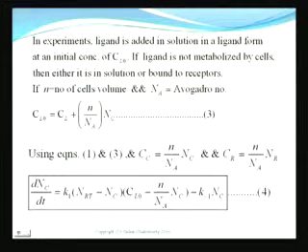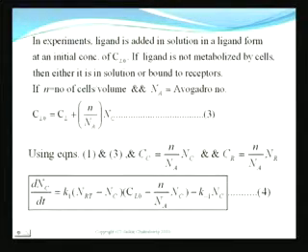Again you can write some sort of a balance equation or some sort of a constraint equation for the ligand: if the ligand is not metabolized by the cell, then either it is in solution or bound to receptors. Just like the receptor is either in the free form or in the bound form, similarly the ligand is either in the solution form or in the bound to receptor form.